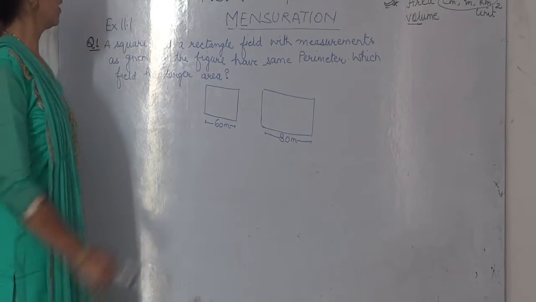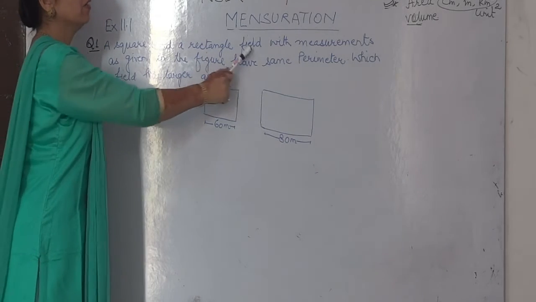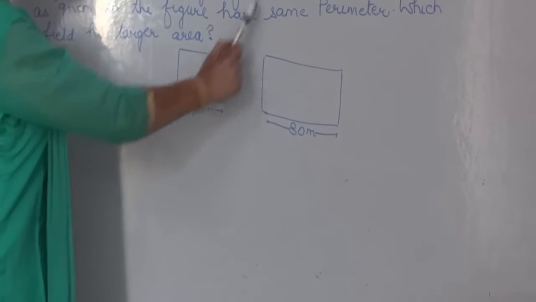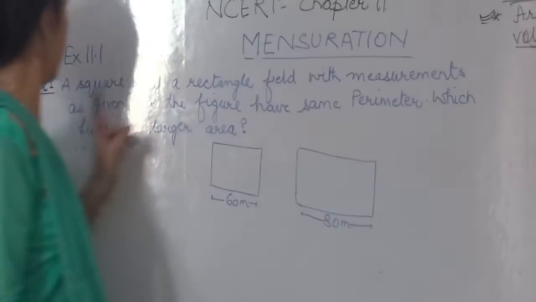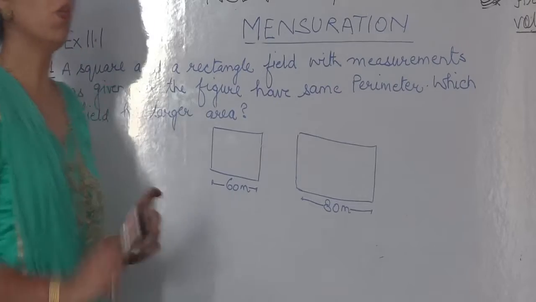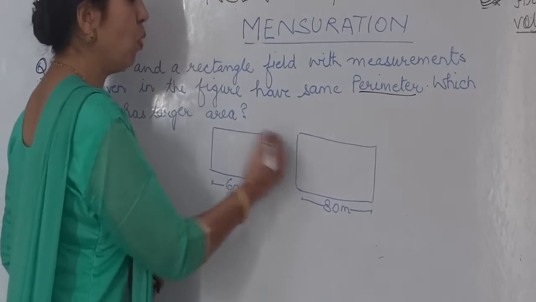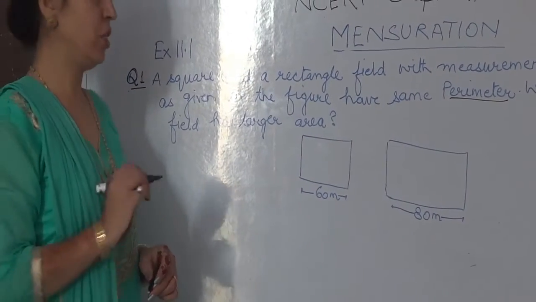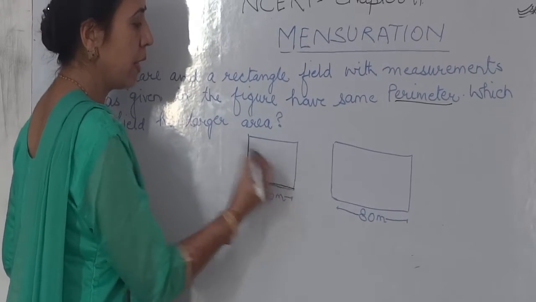So we begin with exercise 11.1, question 1. A square and a rectangular field. We have two fields. The first field is in the form of a square and the other field is in the form of a rectangle, with measurements given in the figure, and they have the same perimeter. What does the question say? The question says that the square and the rectangle have the same perimeter. Now see here, in this square the side is known.